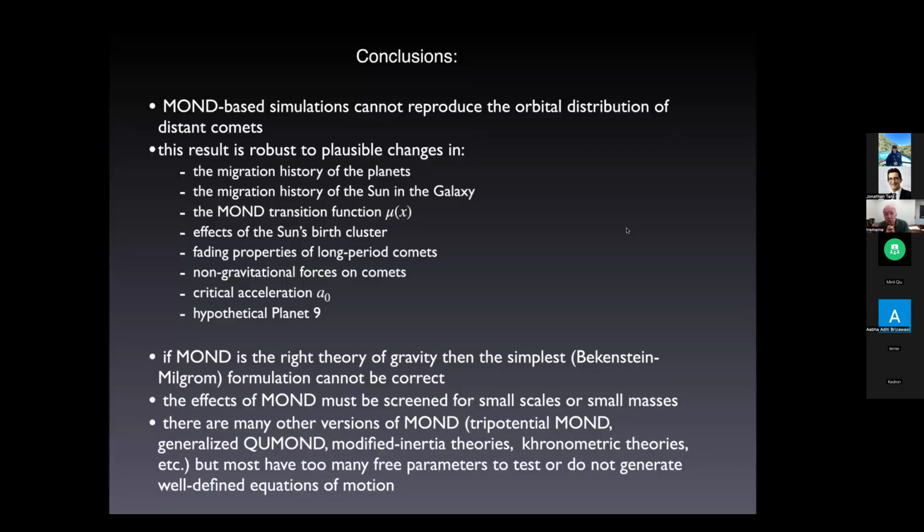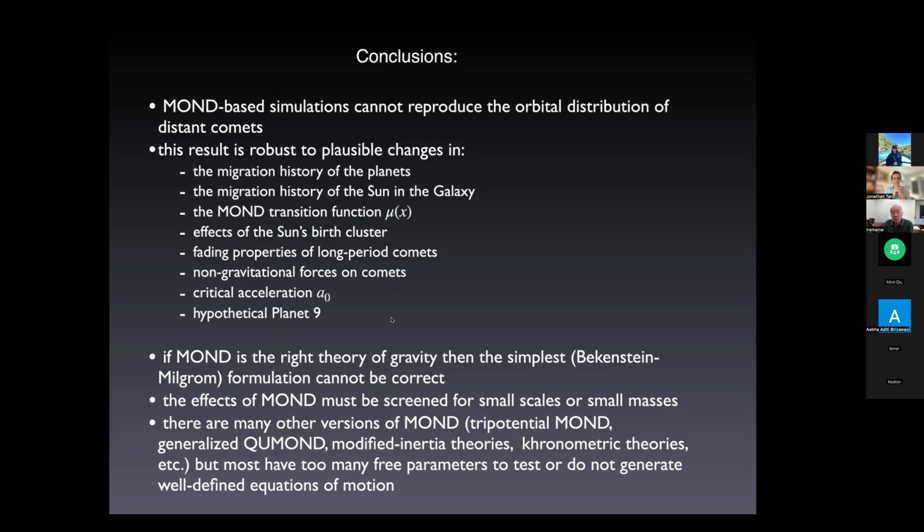So the conclusion from this is that MOND-based simulations can't produce the orbital distribution of the distant comets. This result is quite robust. It's robust to changes in the migration history of the planets, or the migration history of the sun in the galaxy, and to a whole set of other changes that we tried experimenting with in the simulations.